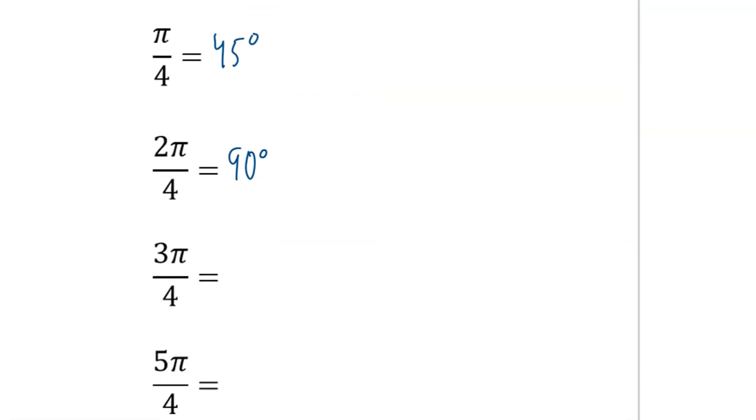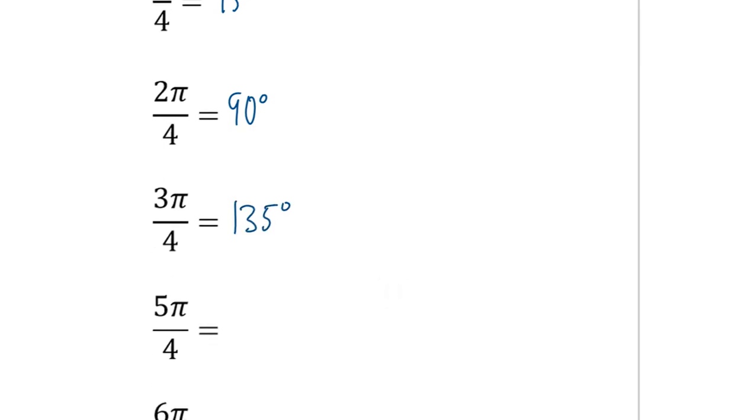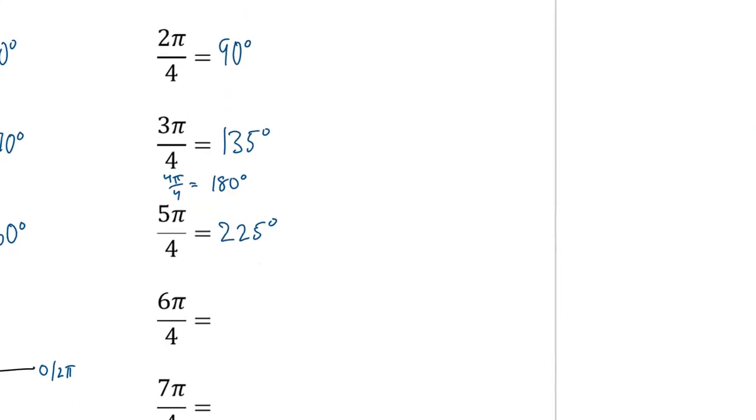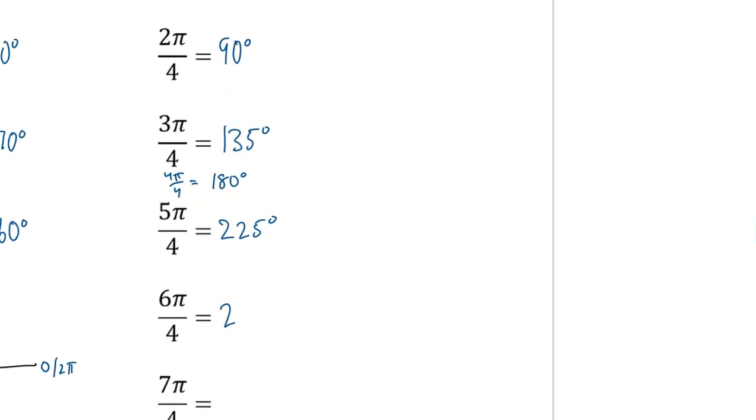3 pi by 4. So this is 3 45s. 135. Again, these are common ones that come up. Notice we skipped 4 pi by 4. I've always meant to put that back in just to keep it right. So 4 pi by 4 is 180. So 5 pi by 4 is 225. 6 pi by 4, 270. And isn't that 3 pi by 2? 6 over 4 is 3 over 2.